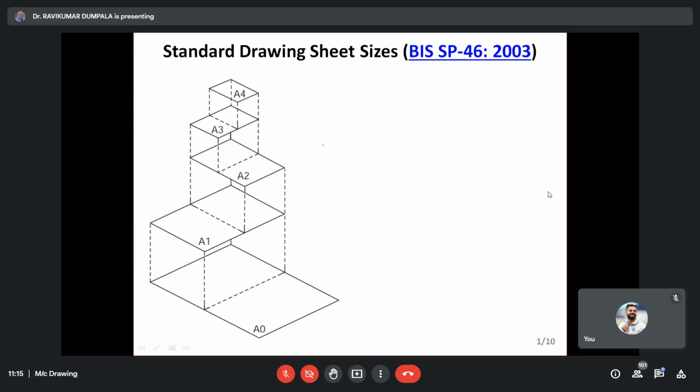So I think you already know what sheet size is. You see this is the A4 size, the standard A4 size sheet you write in your book. Double that size is A3. Double the size of A3 is A2. So this is just the size of the drawing sheet.